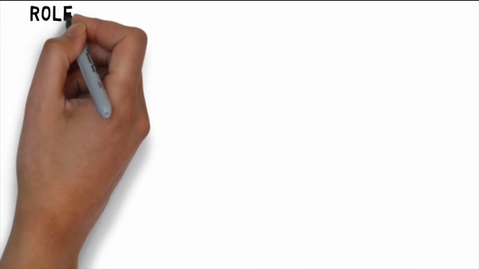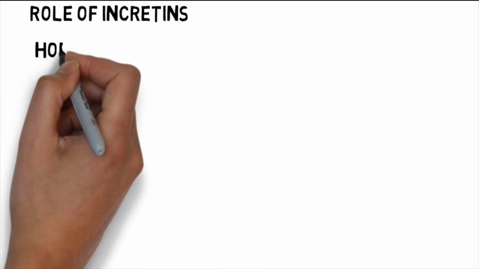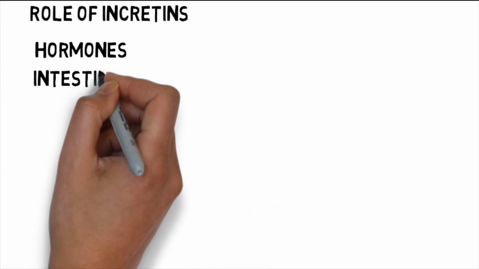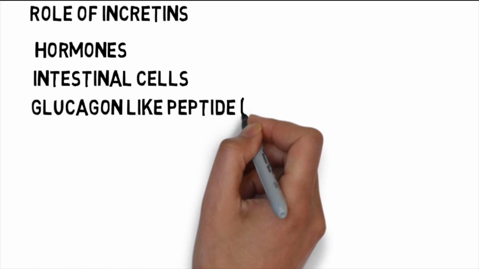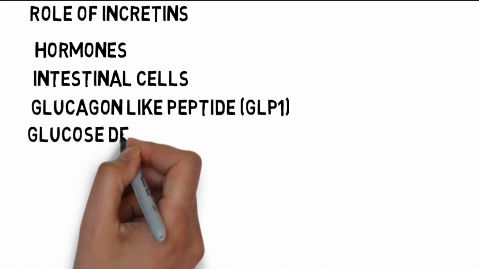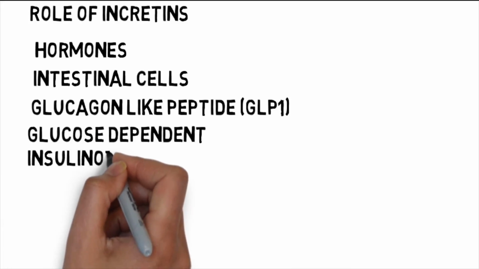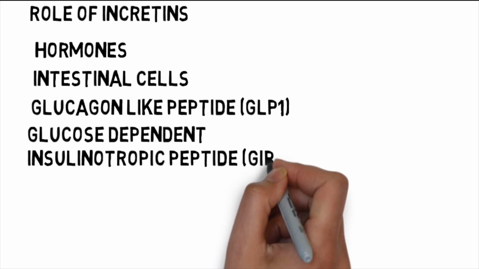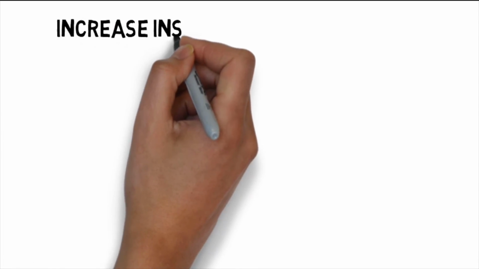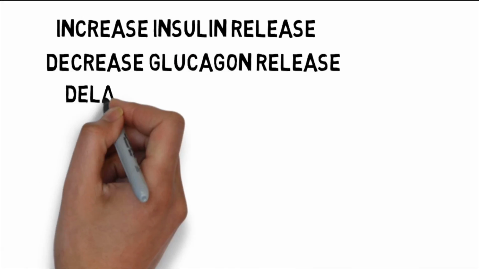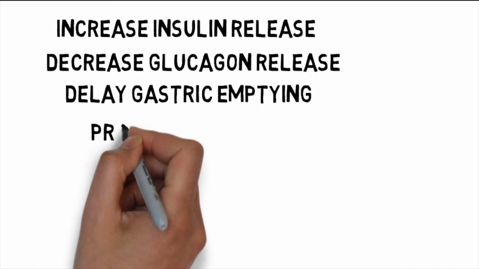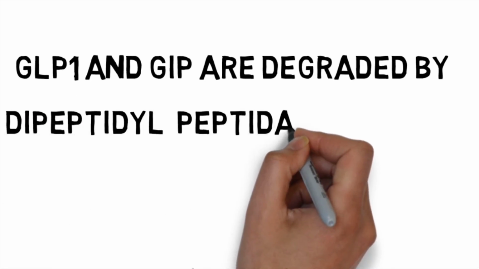So what are incretins? They are the hormones secreted by the intestinal cells. Glucagon-like peptide GLP-1 and glucose-dependent insulinotropic peptide GIP, also known as gastric inhibitory peptide, are two notable incretins. They increase the insulin secretion, they decrease the glucagon secretion, they delay gastric emptying and promote satiety. These incretins are degraded in the body by endogenous dipeptidyl peptidase DPP4.